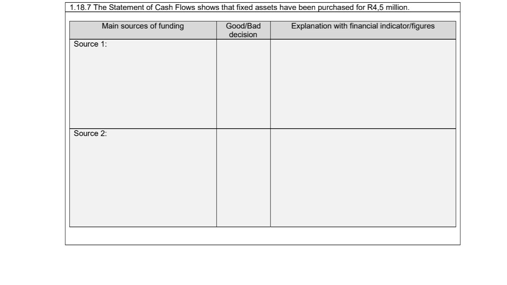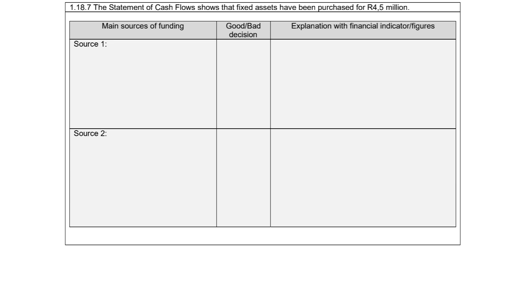1.18.7. The statement of cash flows shows that fixed assets have been purchased for 4.5 million rand. Main sources of funding, good or bad decision, explanation with financial indicators and figures. So we must name two main sources of funds for these fixed assets with figures, more than R1 million each, and for each source indicate whether it was a good or bad decision. Support your answer by quoting relevant financial indicators and figures.